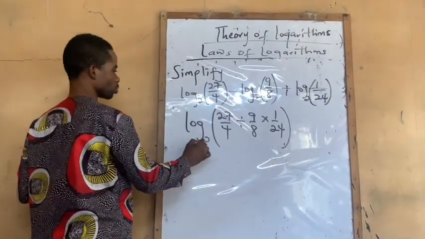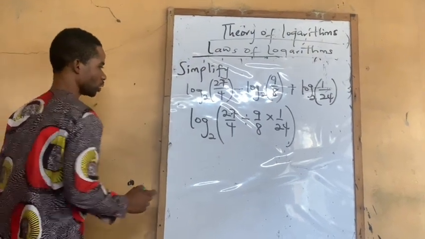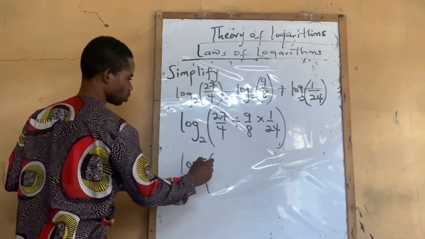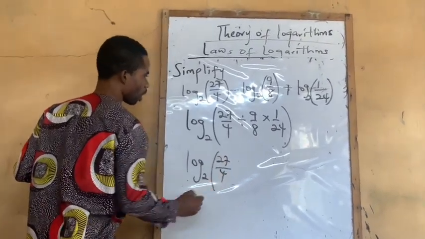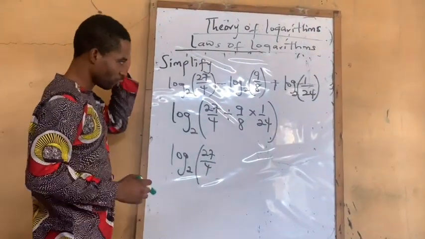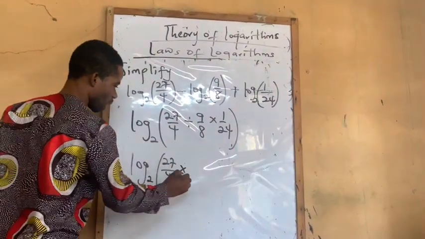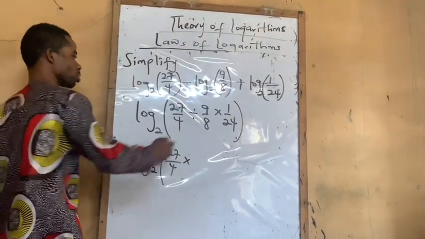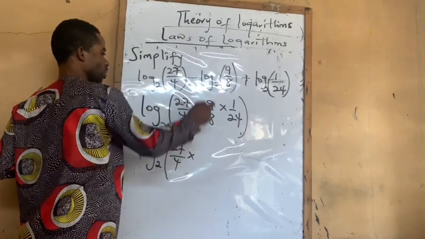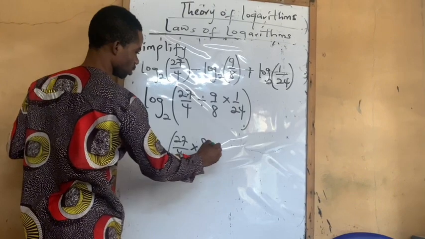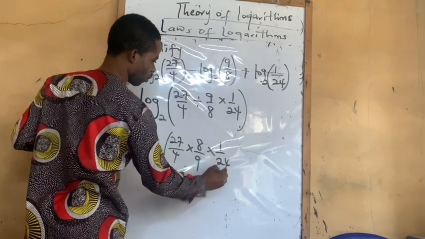All in base 2. That means you have log in base 2 of 27 over 4. And we know that in a fraction, division will change to multiplication, and anytime division changes to multiplication, the fractions in front will interchange. That means 8 over 9 times 1 over 24.